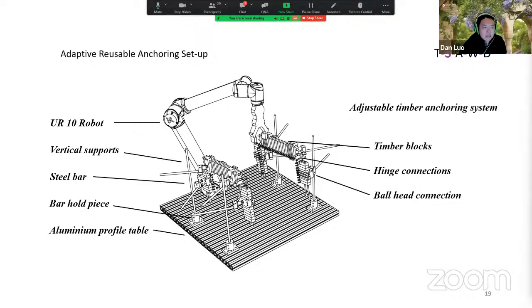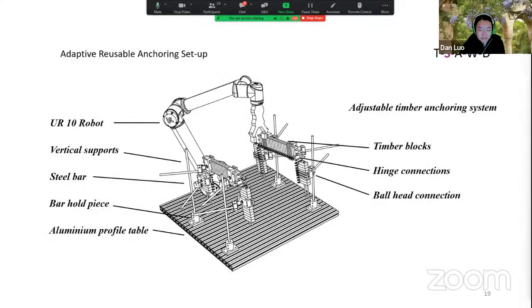And they can be anchored at different orientations in relation to each other to accommodate different geometries, the base anchor point for each unit, and we use the robot to pick and place them at the right spatial orientation. We developed an anchor point made of ball head hinges that can accommodate different angles of placement.